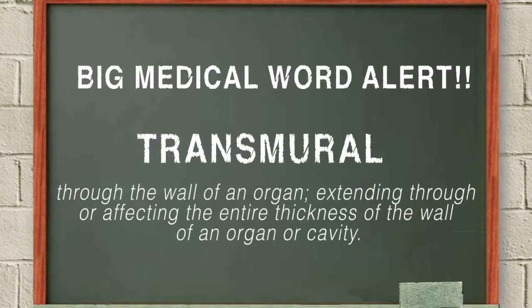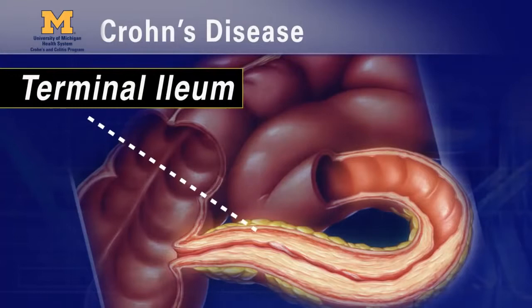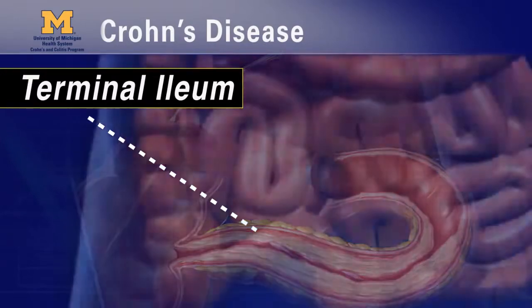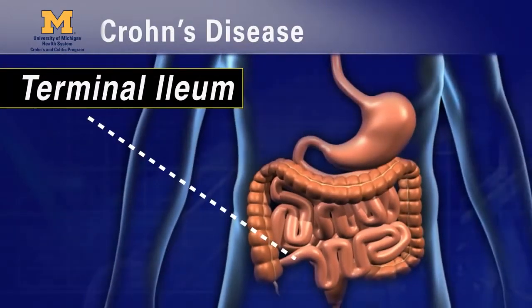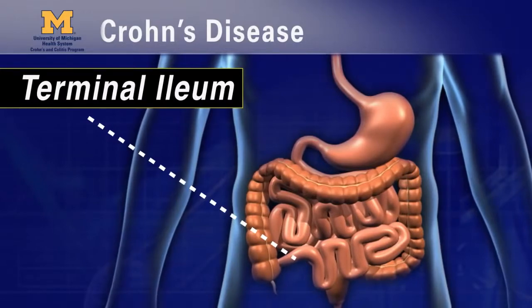Crohn's disease can cause inflammation in any segment of the GI tract, from the mouth to the anus. The most common place for Crohn's disease to start is the terminal ileum, the last part of the small intestine, just upstream of where the large and small intestines meet. This is one of the most narrow parts of the GI tract, which can cause problems later on.